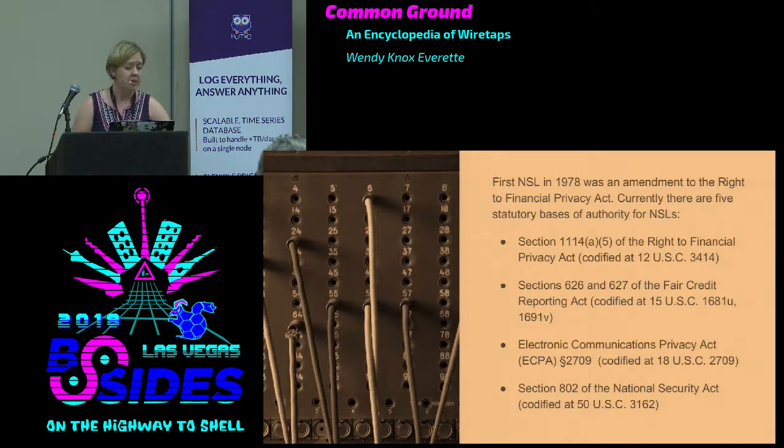We've had NSLs since 1978. There are 5 different places or essentially agencies that can request types of data for this. Financial data is the first one. Financial data essentially is the second one. The ECPA 2709 can request them also, and Section 802 of the National Security Act, so that gives like the FBI and so forth the authority to go request this sort of data.